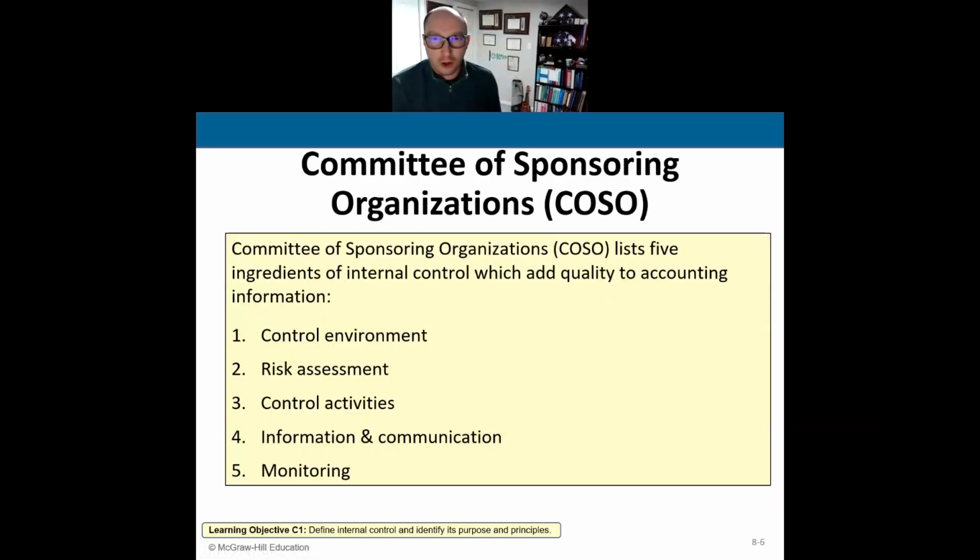To help businesses in the governance of their internal controls was established the Committee of Sponsoring Organizations, also known as COSO. And what they did is they helped to establish 5 components for a good quality system of internal controls. The first is called the control environment. Just as the name implies, we need to protect the physical assets. And in the control environment, they look at the company structure, ethics, and integrity.